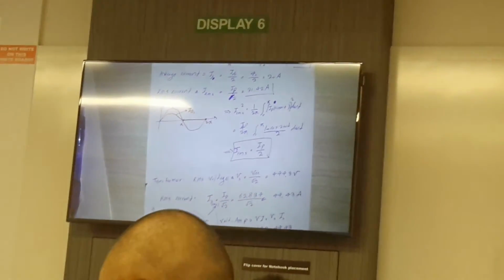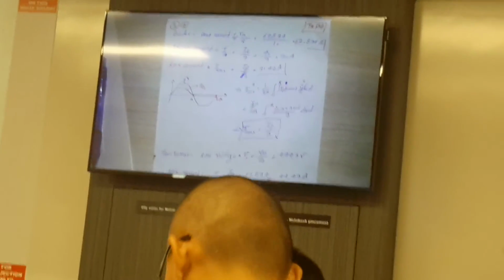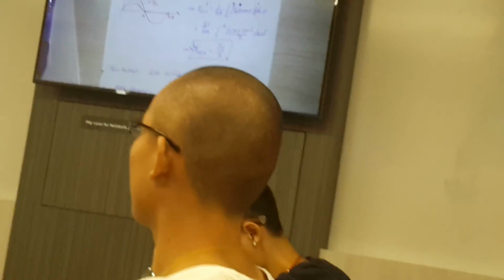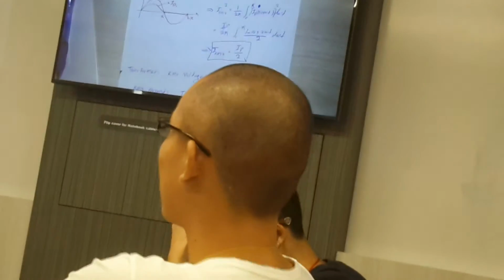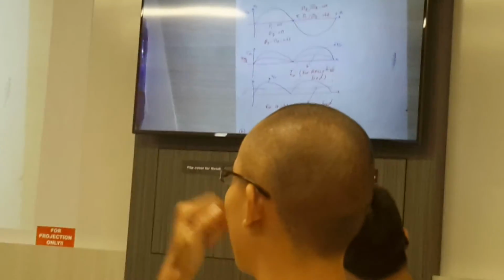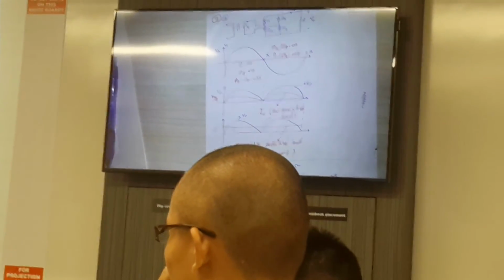So now, I want to calculate the diode parameters. For the diode, I need to calculate several parameters. First is the peak current. What is the peak current of the diode? You need to see the waveform. From now we are doing everything for resistive load. The remaining part of the question is for resistive load.